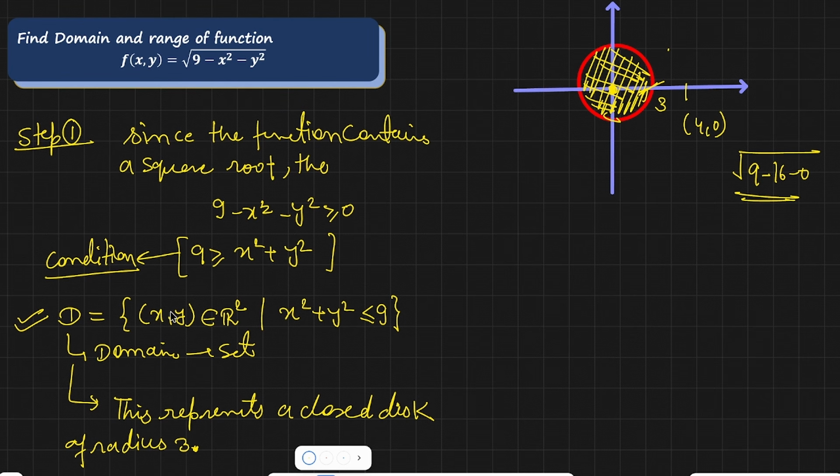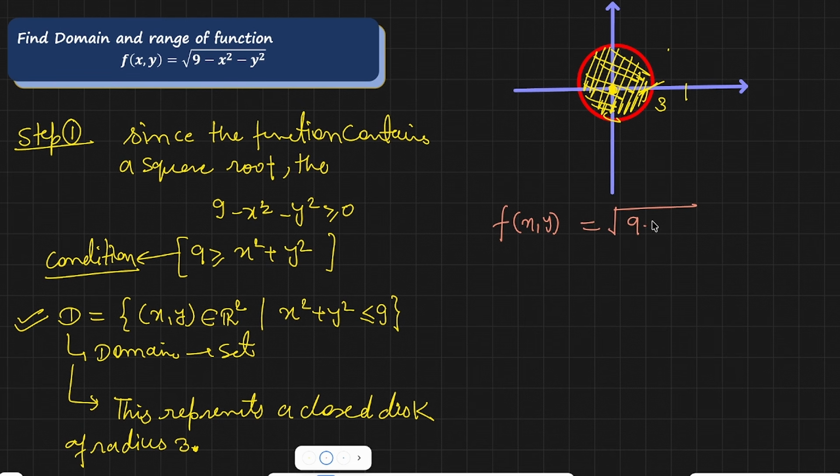Now come to the range, how to write down the range of the function. It is very, very important. Just see the function: f(x, y) is the square root of 9 minus x² minus y². So in this case, you take the maximum value. What will be the maximum? Because it is minus x² and minus y², it is subtracting from 9.